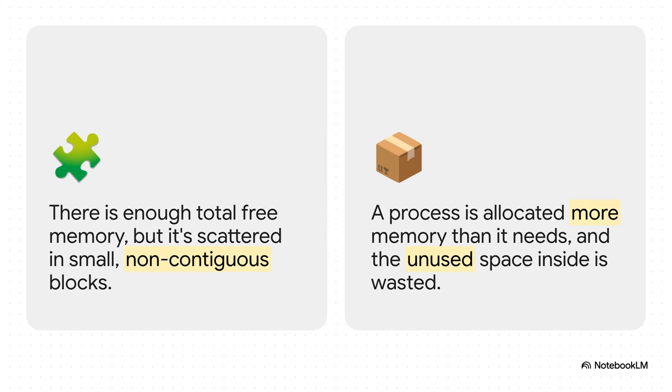First, there's external fragmentation. This is when we have enough total free space, but it's all chopped up into these tiny, unusable pieces. It's like having lots of little gaps, but none of them are big enough for a new book. Then there's internal fragmentation. This happens back in that fixed-size model where you put a small book in a big cubby and just waste all that empty space inside.